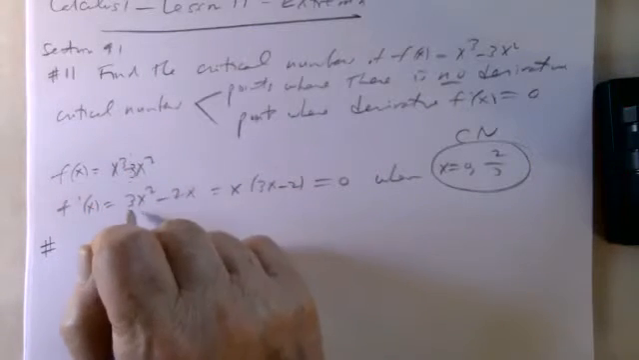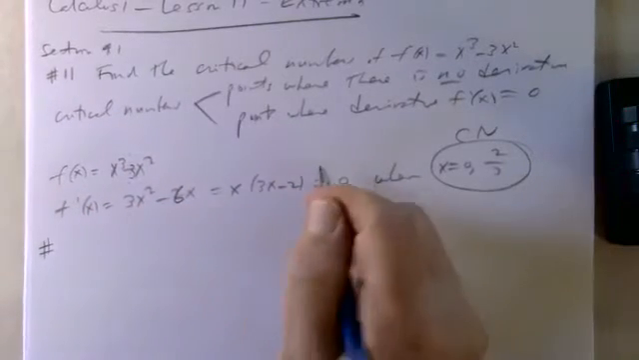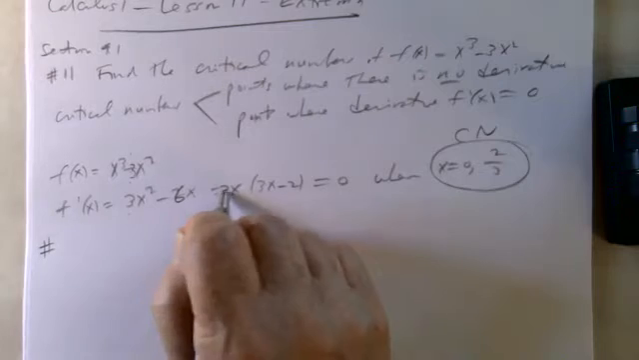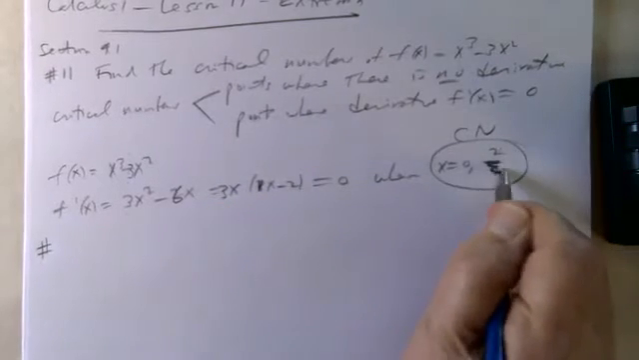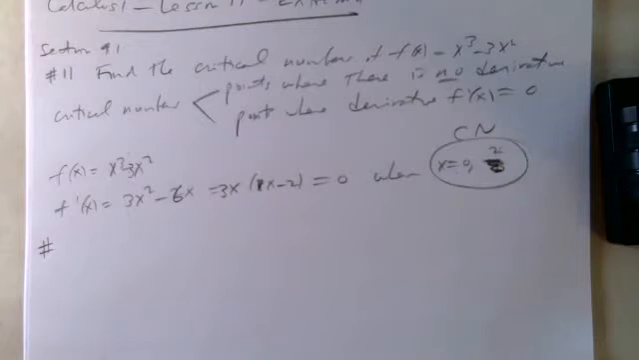3x squared, thank you. So it's 3x squared minus 6x, which is, factoring out a 3, 3x times x minus 2. And the critical numbers are 0 and 2. Thank you.